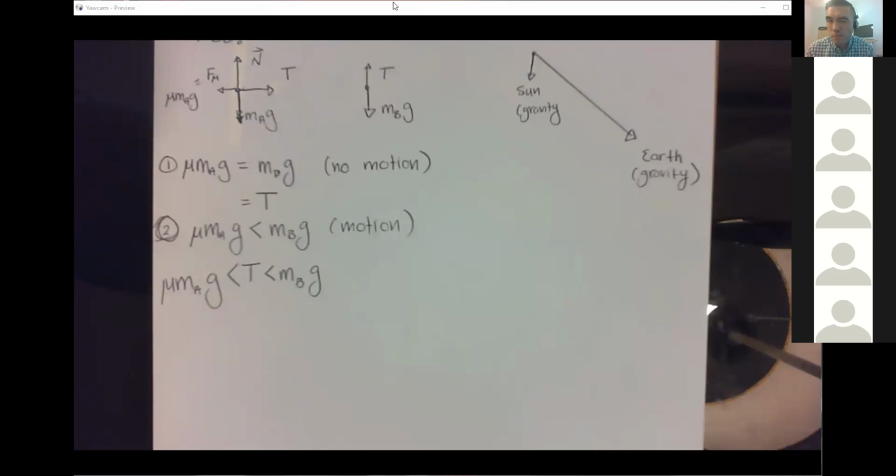Does that little bit of preamble make sense? Okay. So let's go ahead and talk about circular motion and gravity.